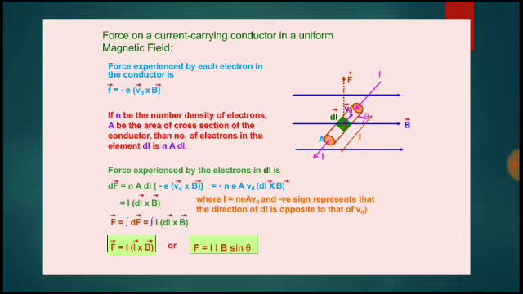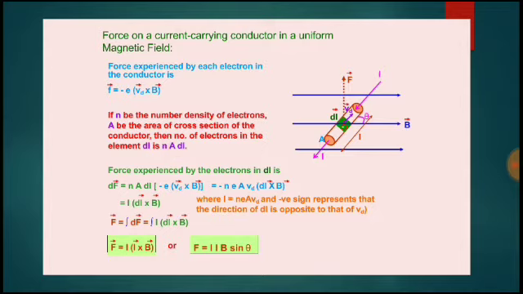So this is the same question: force on a current carrying conductor in a magnetic field. Important equations, the same. The previous slide was handwritten equations, and this is the PPT. See this: the force experienced by each electron in the conductor is F equal to minus E Vd into B. n is the number of electrons and A is the area of cross section of the conductor, and the number of electrons in the element dl is nA dl.